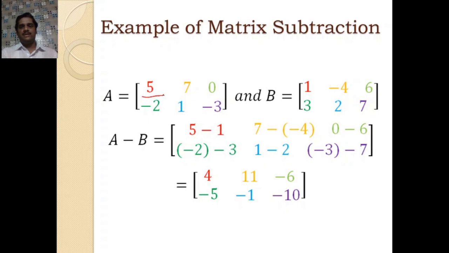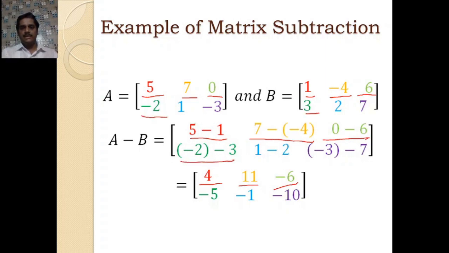First element is 5, you have to subtract 1 from that. So 5 minus 1 is 4. Second element is 7, you have to subtract minus 4 from that. 7 minus of minus 4, so it will be added and that will give you 11. 0 minus 6, minus 6. Minus 2 minus 3, minus 5. 1 minus 2, minus 1. Minus 3 minus 7, minus 10. I hope the idea is clear.